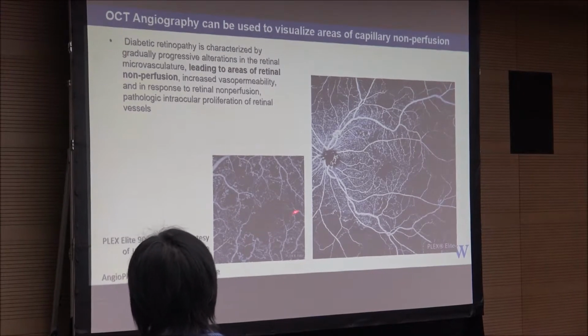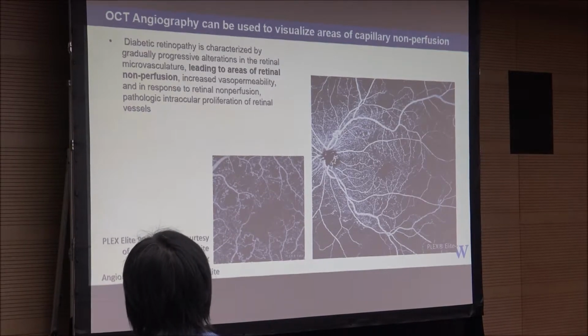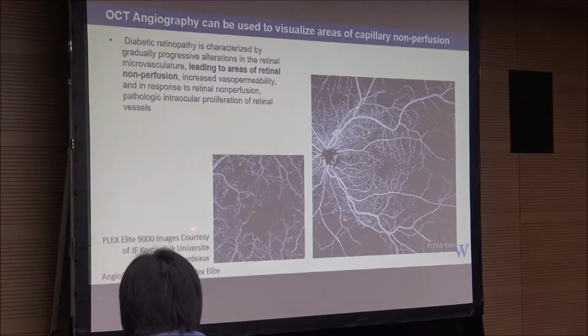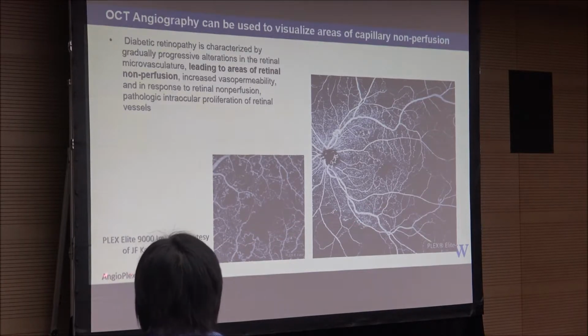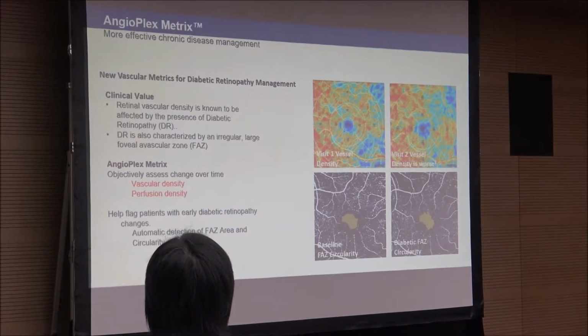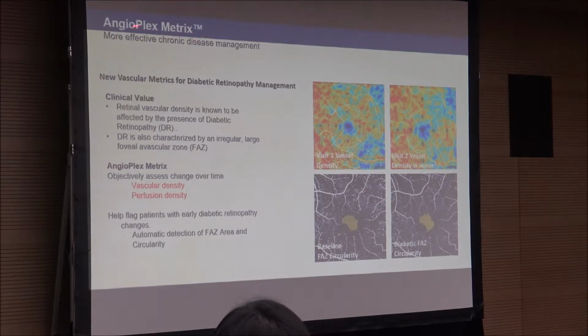And also, using the OCTA scan, you can quantify the FAZ, the foveal avascular zone, very accurately. And so this is from the Plex Elite swept source OCT, and Angioplex can do this as well as the Plex Elite. And so the most recent development is the release of the Angioplex Metrix. So Angioplex Metrix can give you quantification information for the retinal vasculatures.